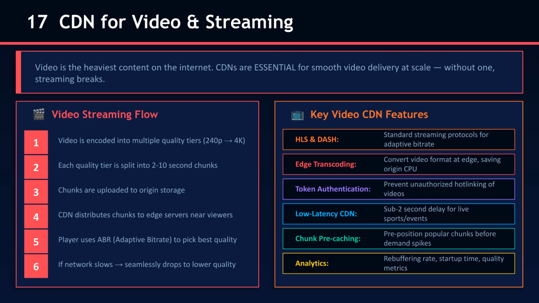CDNs are essential for smooth video streaming. The flow involves encoding video into chunks, distributing them to edge servers, and the player using adaptive bitrate to select the optimal quality. Key features include HLS and Dash protocols, edge transcoding, and low latency delivery.